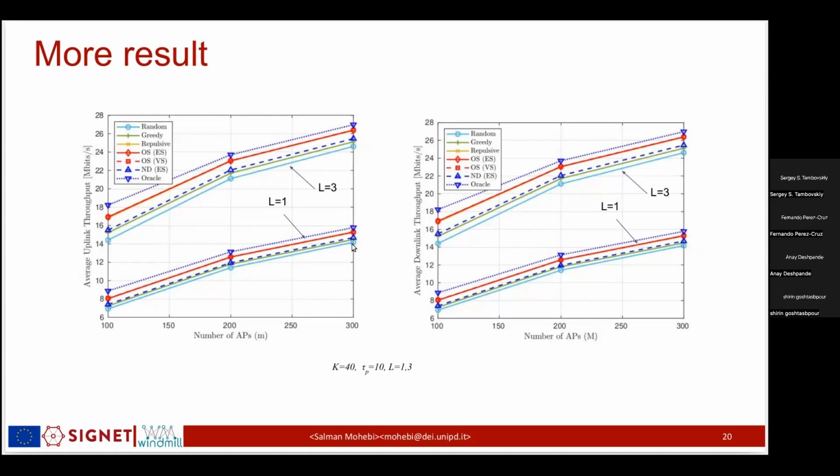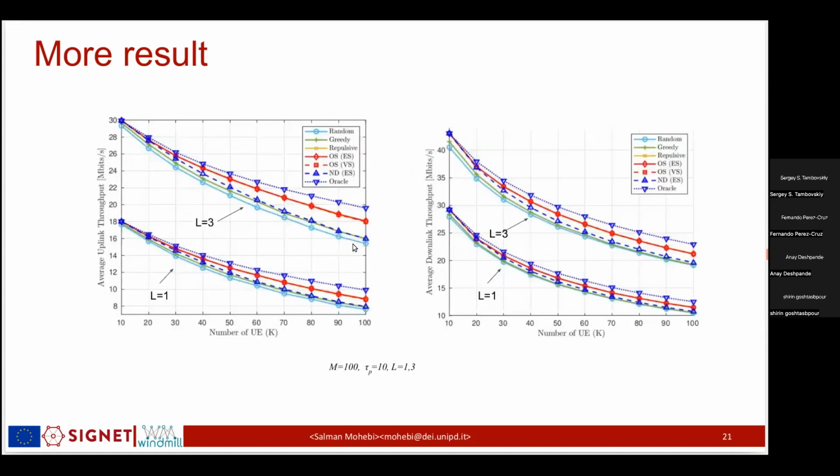This one shows the result for different numbers of access points. The result is just like the previous one. I will skip these slides a bit fast. Here are again the results for a different setting, where we tried different configurations and different search schemes.